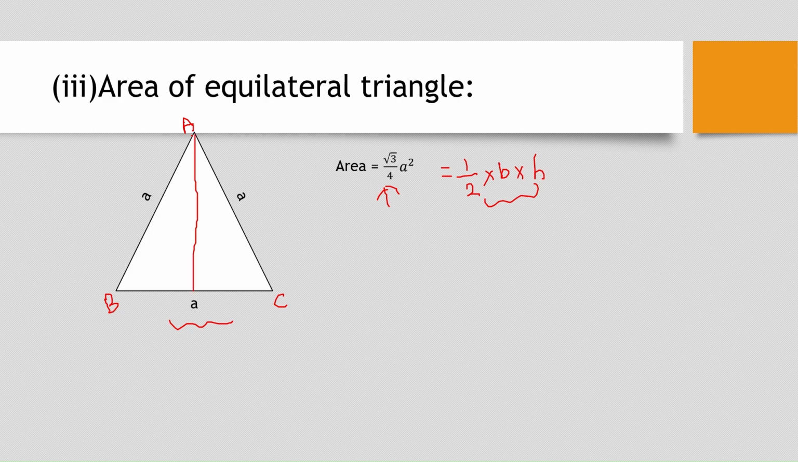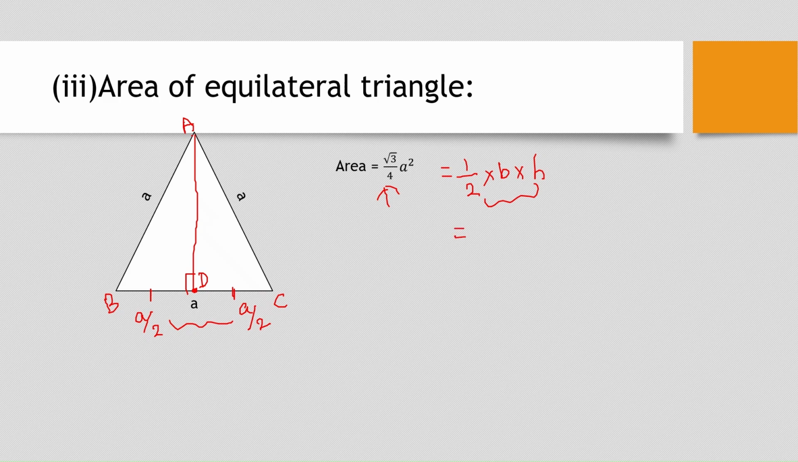So we make a perpendicular line, and this perpendicular line splits BC into two equal halves. So this is A by 2 and this is also A by 2. We can mark this point as D. So BD is A by 2 and CD is A by 2. Now we need to know what AD is, right?